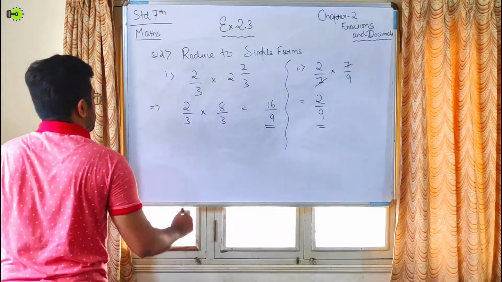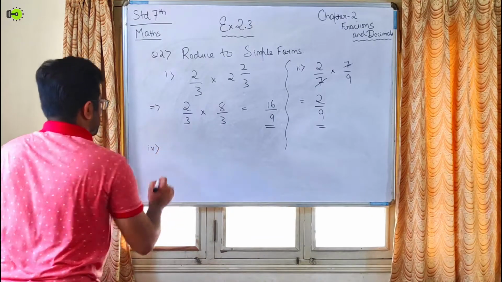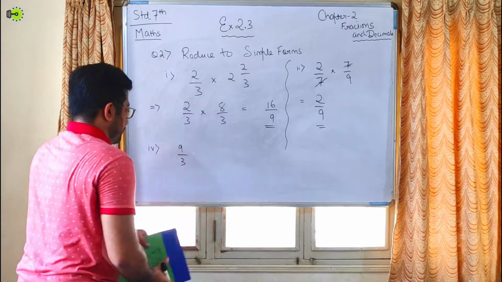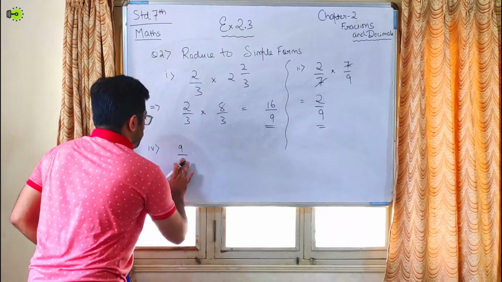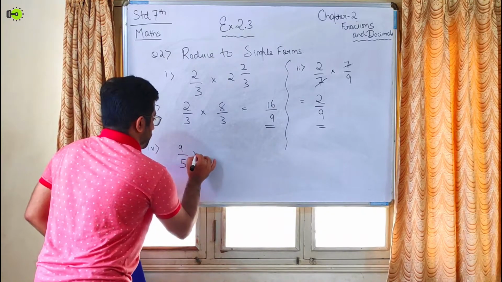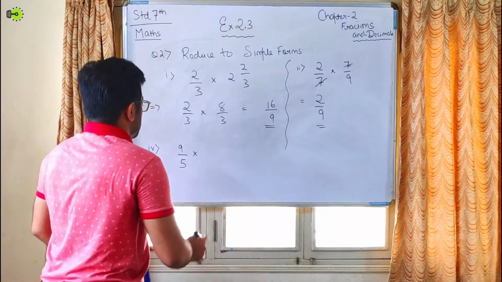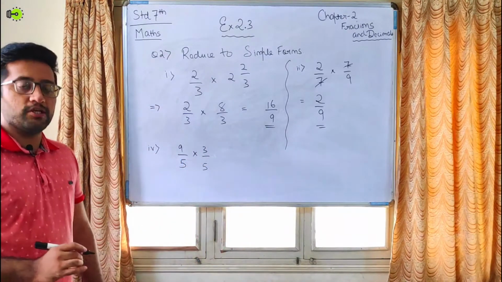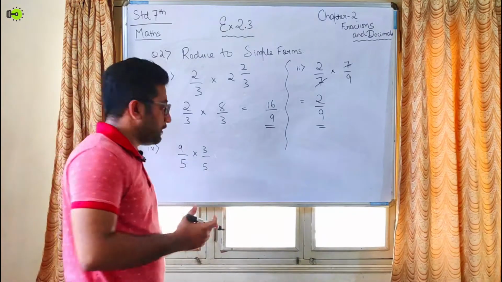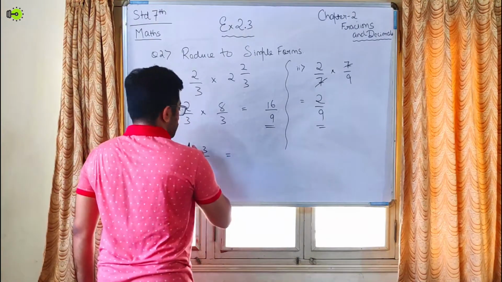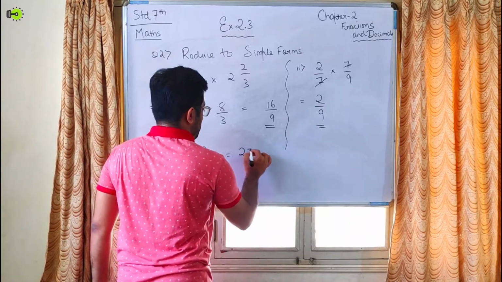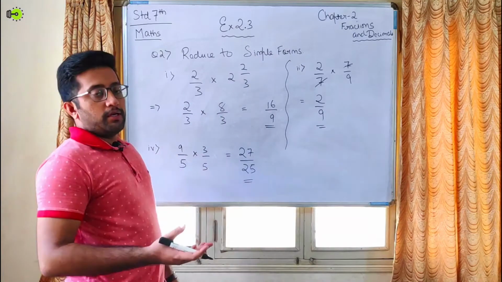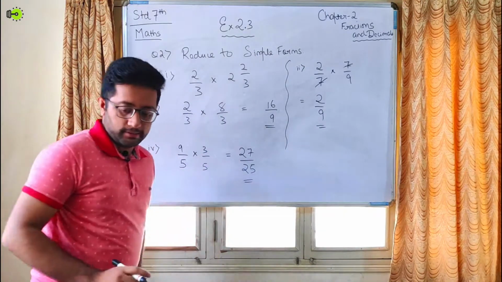Okay, fourth one, 9/5 multiply by 3/5. First of all, let us check whether there is something in common diagonally or vertically. No. So we have to just multiply 9 into 3, that is 27, and 5 5s are 25. Now look at the answer. Is there something in common? No. So we'll just keep it like this.